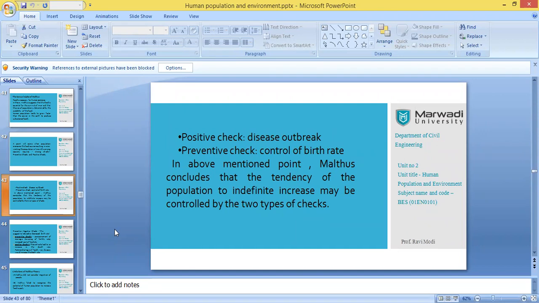Here, what is the problem? The problem is the rate of increase of the human population. So he suggests that there are two different types of checks by which the indefinite increase can be controlled. Why indefinite increase? Because it is happening at an exponential rate. It is very difficult to track it. So there are two types of checks.